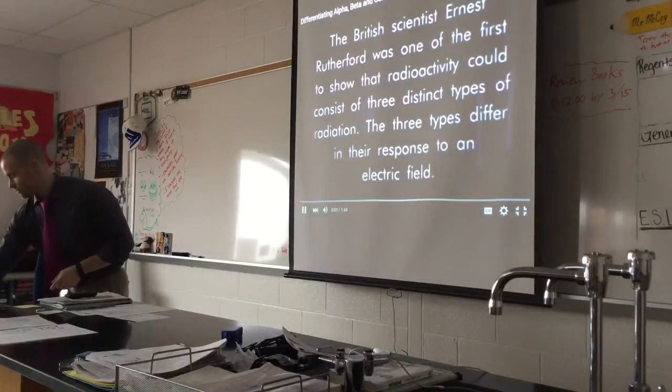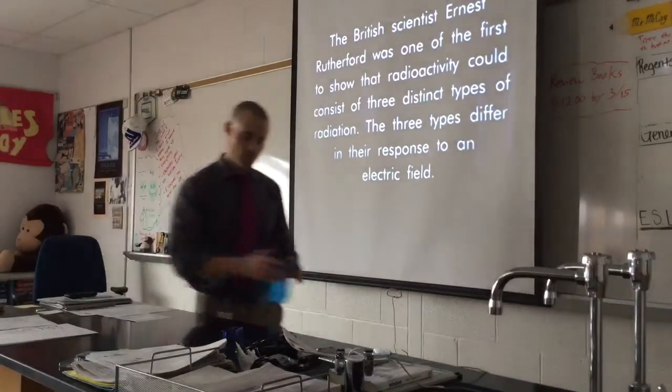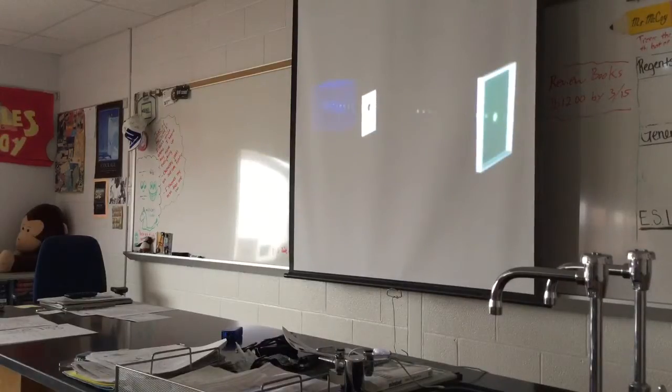British scientist Ernest Rutherford was one of the first to show that radioactivity could consist of 3 distinct types of radiation. The 3 types differ in their response to an electric field. A source of radioactivity is passed through a hole to form a beam. The beam is directed at a fluorescent screen, which is illuminated when it is struck. In the absence of an electric field, all the radioactivity beam strikes the target at a single point. When an electric field is applied, the initial beam is separated into 3 components.